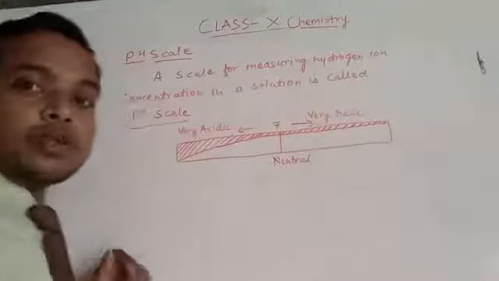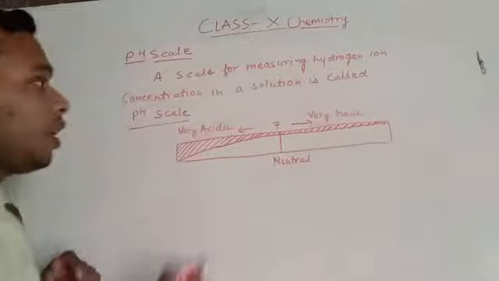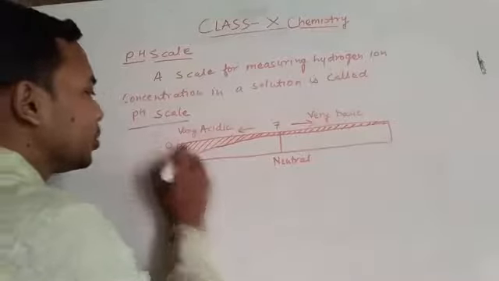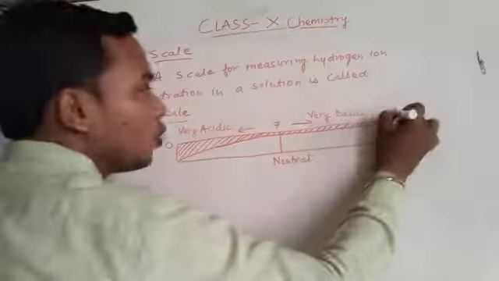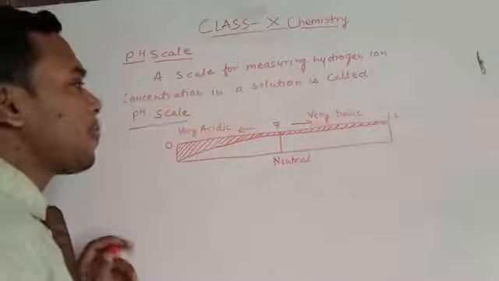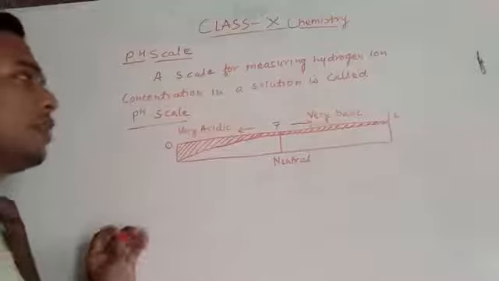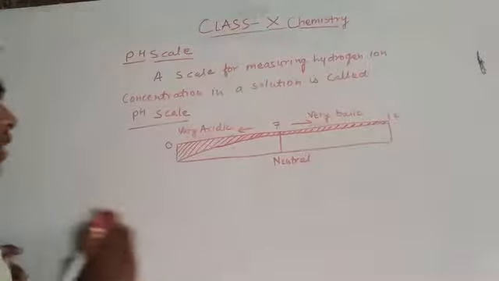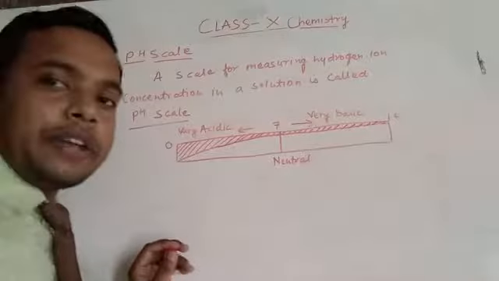So in this way we can find that the scale starts from 0 and goes to 14. So what will be the pH of some different substances that are common in our daily life?